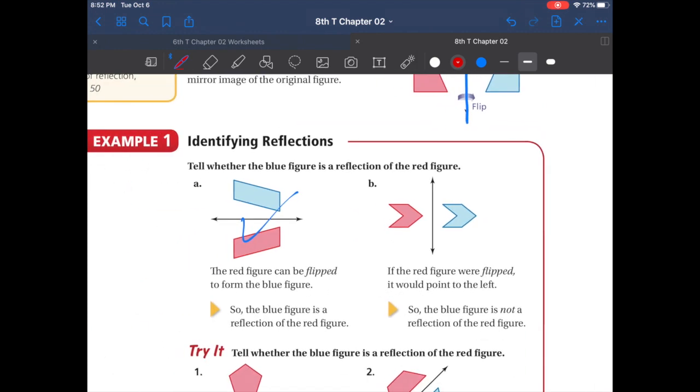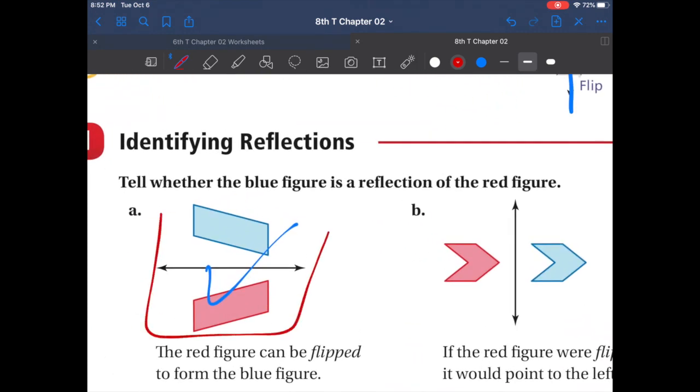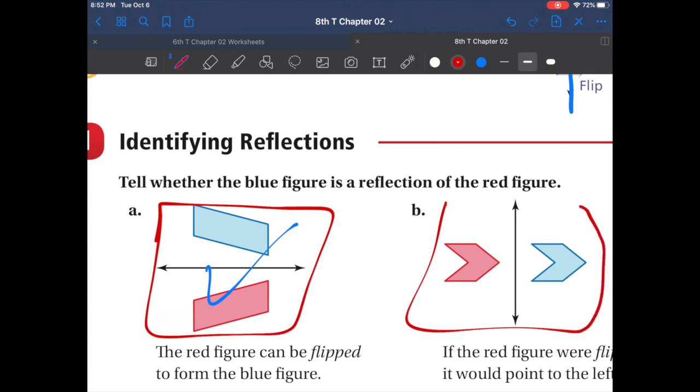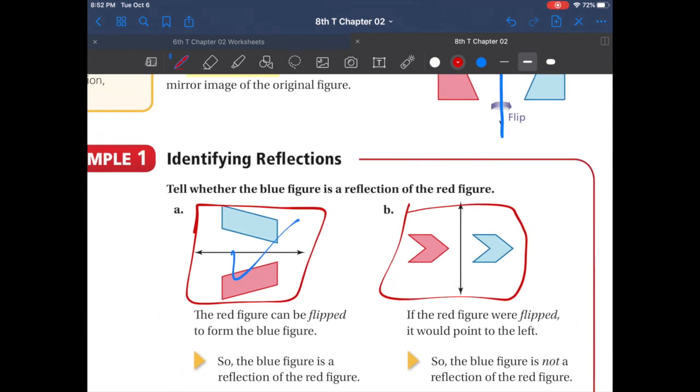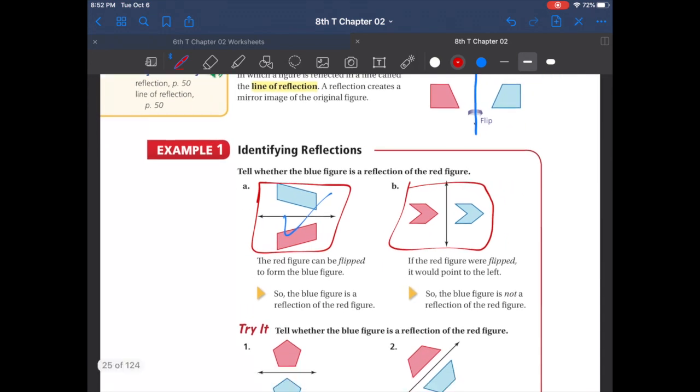Okay, so in example 1, I do want you to try your best to copy this down to give yourself some examples for the video. So again, please try and copy those down to give yourself an example.